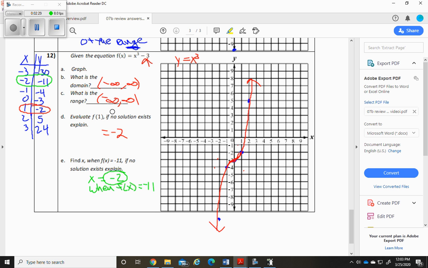When it asks you to evaluate f of 1, I just go over here and look at my table of values, look to see where x is 1, because remember the number in parentheses is your x value. If the x value is 1, what's the y value? Oh, I could see it right here, and I circled it in red, that it's a negative 2. And then part E, when it's asking me to find x, they're telling me the y value is negative 11, and what is the x value that goes with it? I circled it on my table here in green. When the y value is negative 11, the x value is a negative 2. So that's what number 12 is.